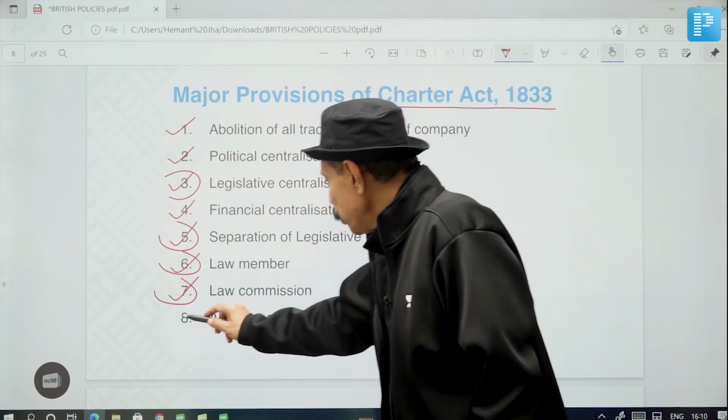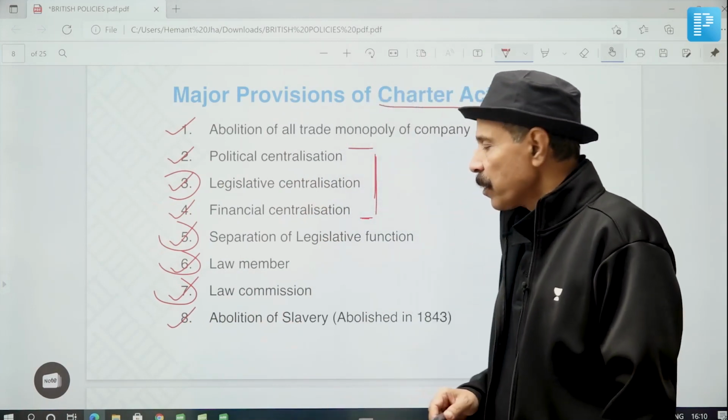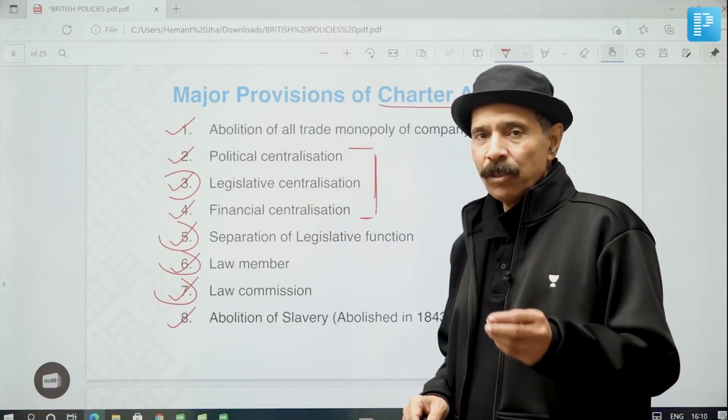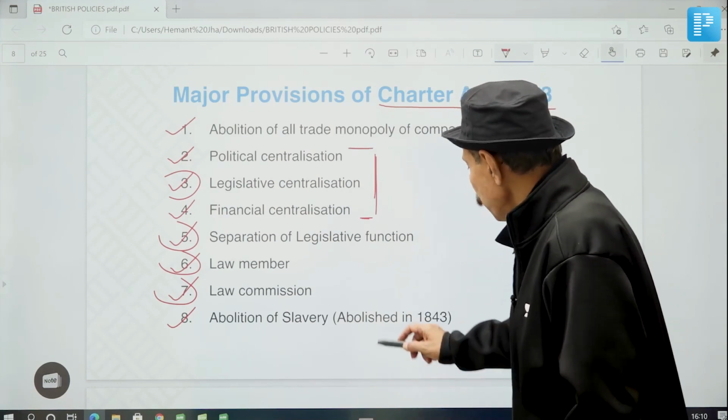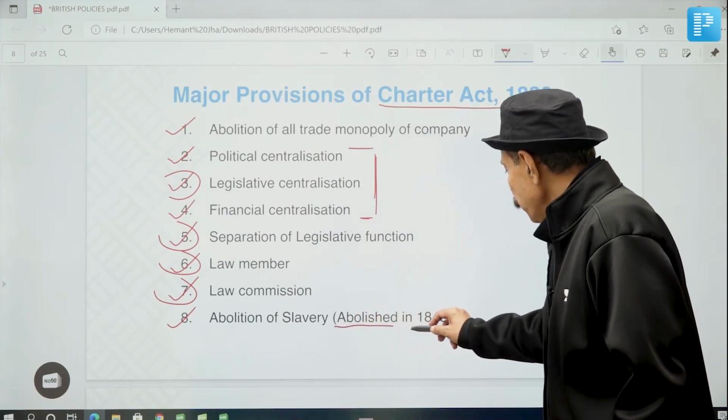Next is abolition of slavery. There was a provision regarding abolition of slavery in this act, and slavery was abolished in 1843.